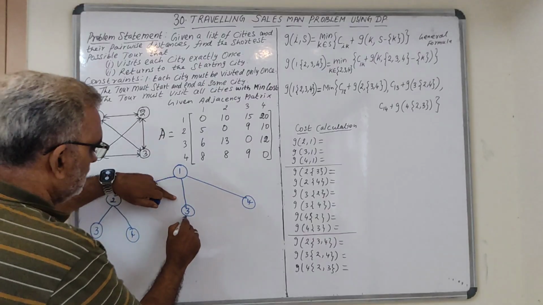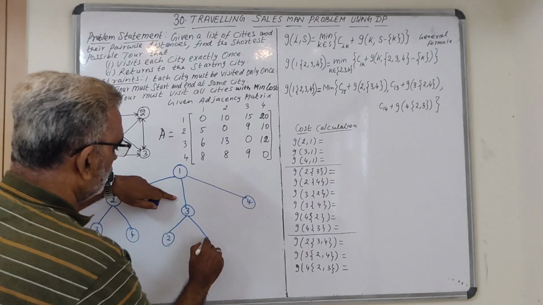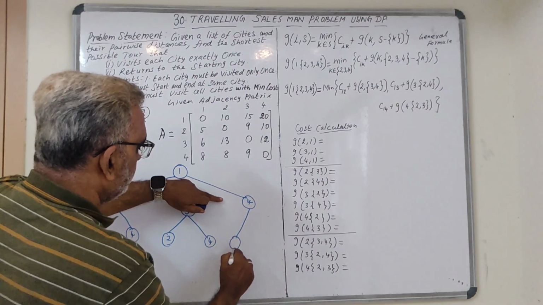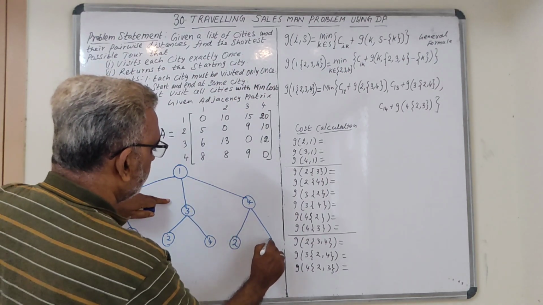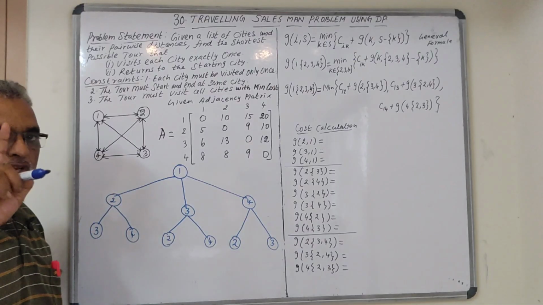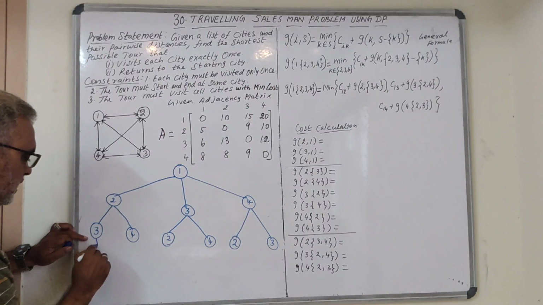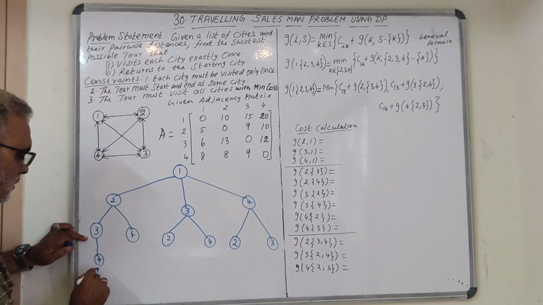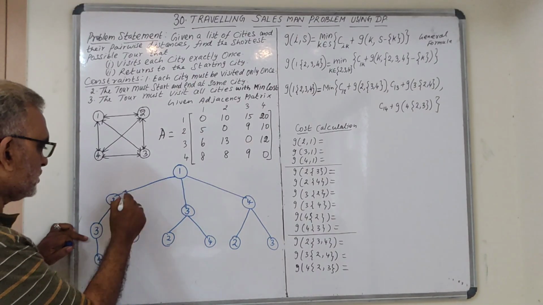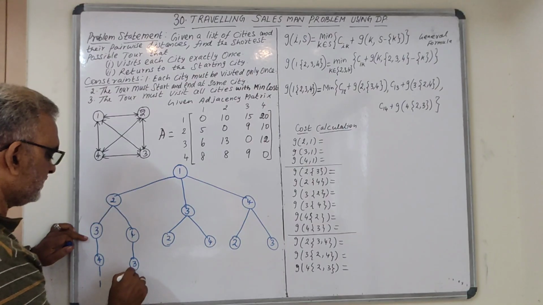Similarly, from 3 he may go to city 2 or city 4. After visiting city 4, he may visit city 2 or city 3. The idea is he can visit each city only once. After visiting cities 1, 2, 3, he can go to city 4, then after city 4 he has to go to city 1. Similarly, after visiting cities 1, 2, 4, he can go to city 3, and after city 3, he has to go to 1.